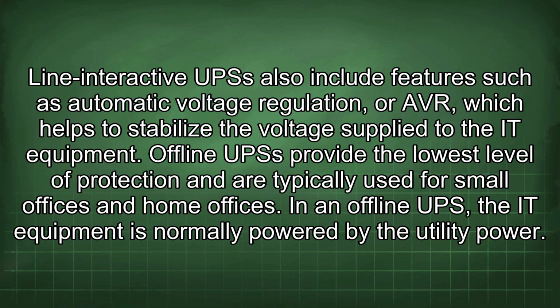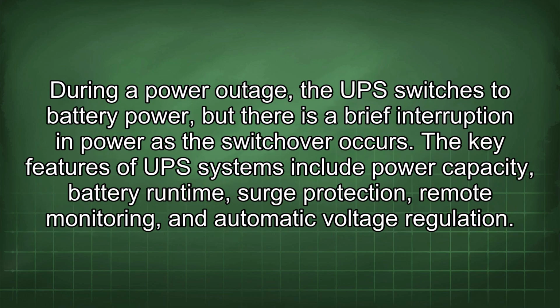Offline UPS provide the lowest level of protection and are typically used for small offices and home offices. In an offline UPS, the IT equipment is normally powered by the utility power. During a power outage, the UPS switches to battery power, but there is a brief interruption in power as the switchover occurs. The key features of UPS systems include power capacity, battery runtime, surge protection, remote monitoring, and automatic voltage regulation.